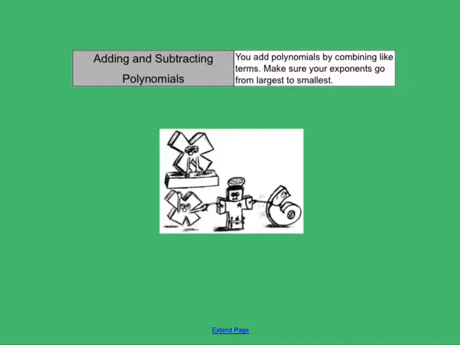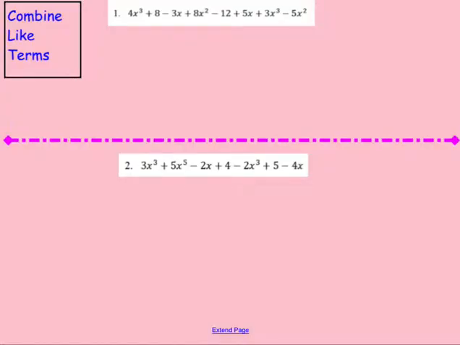You add polynomials by combining like terms. Now remember, if you think back to notes 1, like terms have to have the same exponent on each letter. And you want to make sure your exponents go from largest to smallest. You want them to go in descending order and have your answer in standard form when you are all the way done. So let's just practice combining like terms.